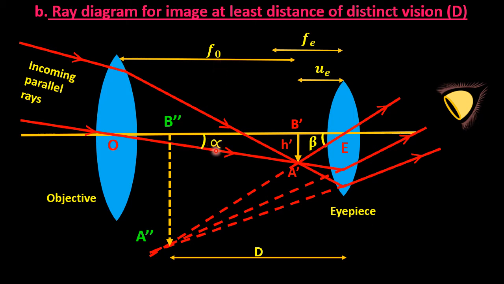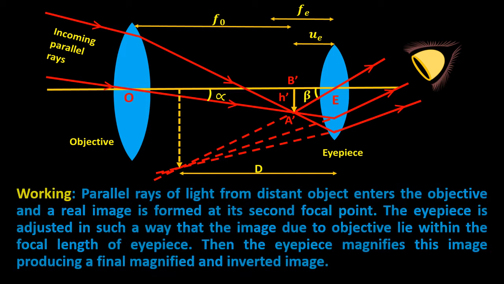This angle alpha is the angle subtended by the object at the objective, and this beta is the angle subtended by the image at the eyepiece. Now let us write the working. Parallel rays of light from the distant objects enter the objective and a real image is formed at this second focal point. The eyepiece is adjusted in such a way that the image due to the objective lies within the focal length of the eyepiece. Then the eyepiece magnifies this image, producing a final magnified and inverted image. So this I have already explained just before.